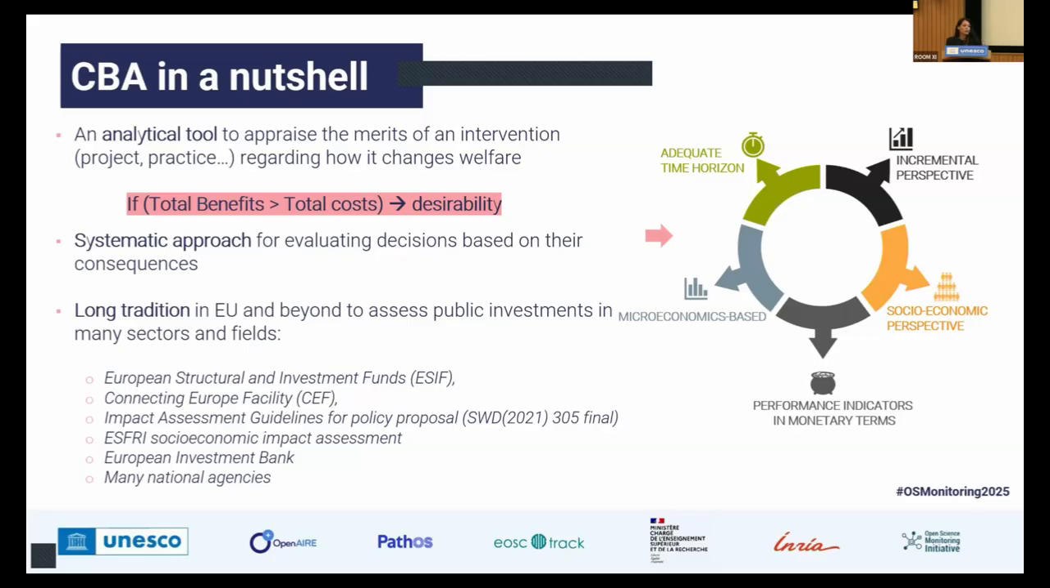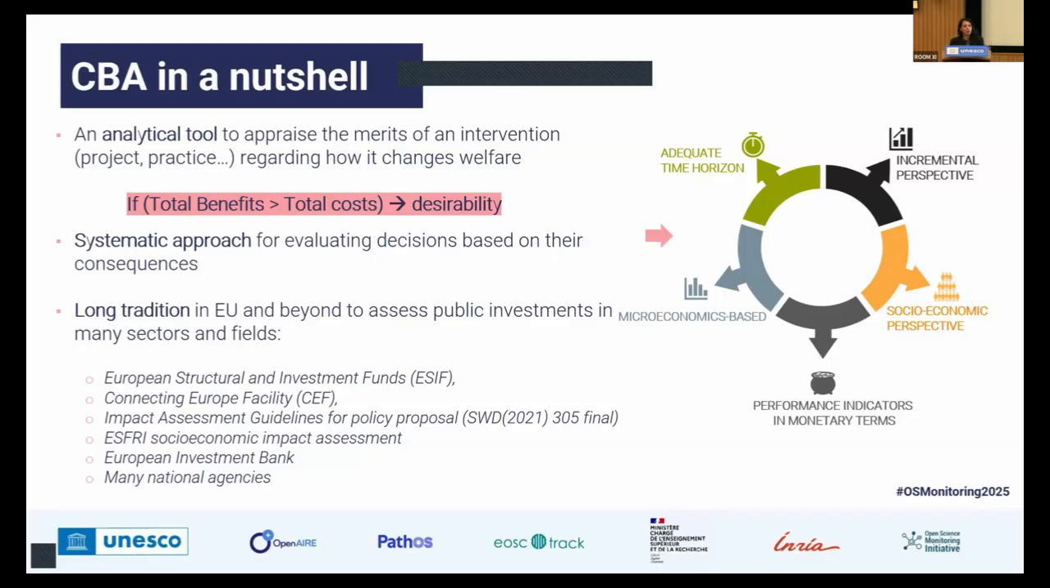But for those who have never heard about cost-benefit analysis, let me briefly remind what it is. It is an analytical tool that is used to support the decision-making process. As I said before, it allows us to compare the costs and the benefits of an investment. And the desirability of an investment is achieved when the benefit outweighs the cost. So it is a very systematic approach which follows clear rules for its application.